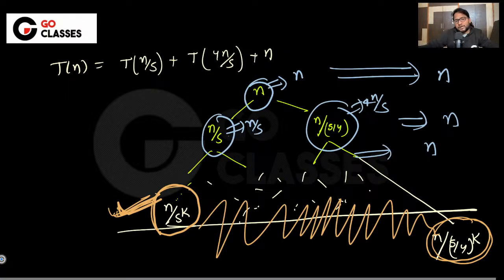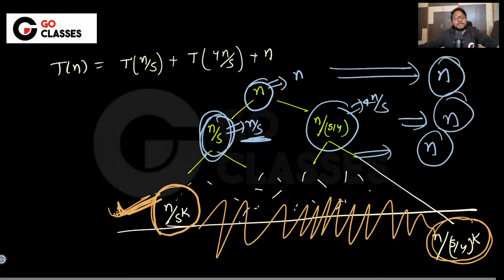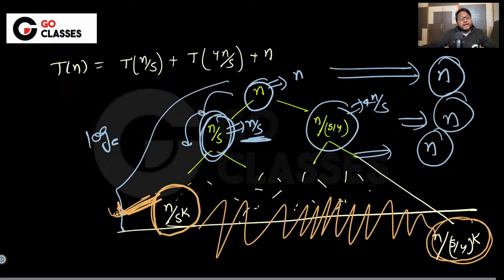Don't worry, you will get to understand more later on. If you divide this n by 5, then n by 5 work only. If you divide this 4n by 5, then 4n by 5. So basically n work at each level. If these are the k levels, how many levels is it? If each time you divide by 5, then these will be log base 5 n.